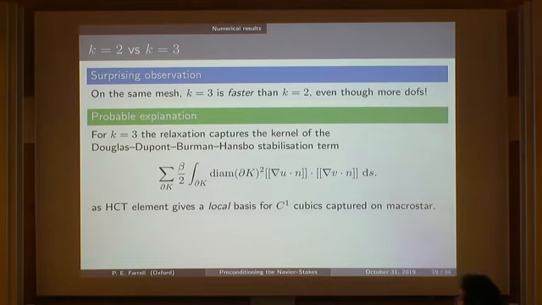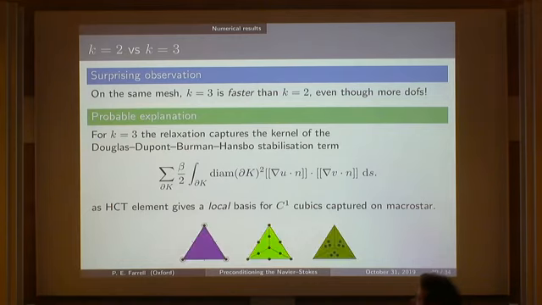This is acting. And what is the kernel of this? The message of the talk is you have to think about the kernel of your bilinear forms. What's the kernel of this? It's exactly the C1 functions. So we need a local basis for the C1 functions. When do we have a local basis for the C1 functions?